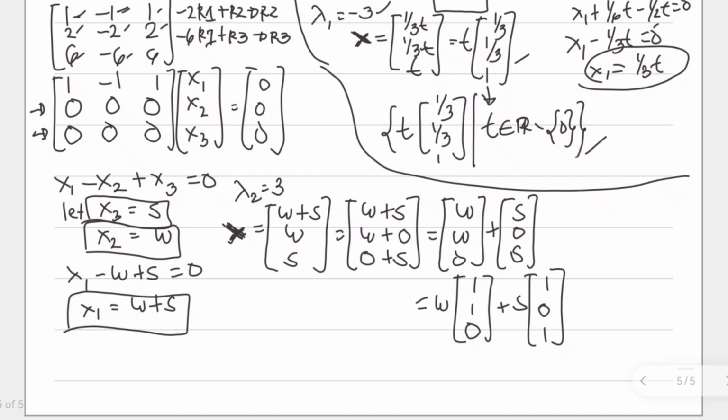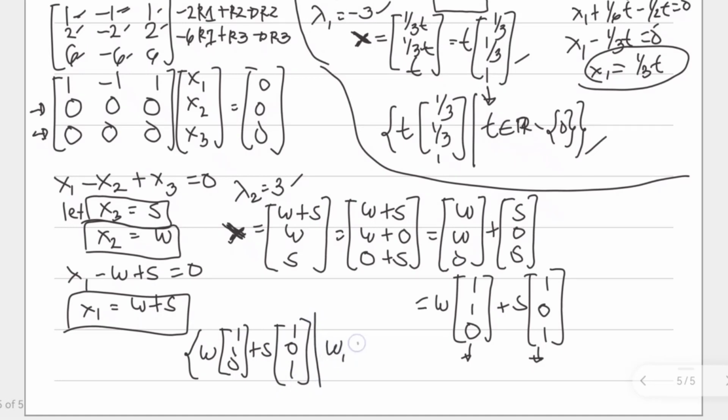So we have only one eigenvalue, you have two. This is part of your null space now. Okay? So if you're going to come up with the eigenspace for this, you're going to express it like this. Set of w times 1, 1, 0 plus s times 1, 0, 1 such that w, s are elements of R but not both 0. Eigenspace, two eigenvectors, and you have here your eigenvalue.